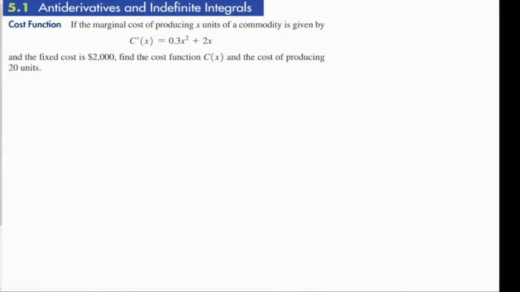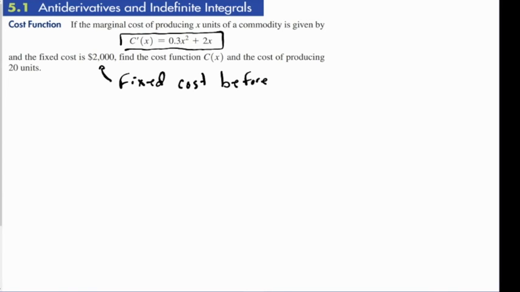So here we have a word problem. If the marginal cost of producing x units of a commodity is given by c prime of x equal to this function, and the fixed cost is $2,000, find the cost function c of x and the cost of producing 20 units. Well, fixed cost is the cost before you produce anything. So that means after producing 0 items, you have a cost of 2,000. That's our point that's going to get our particular solution.